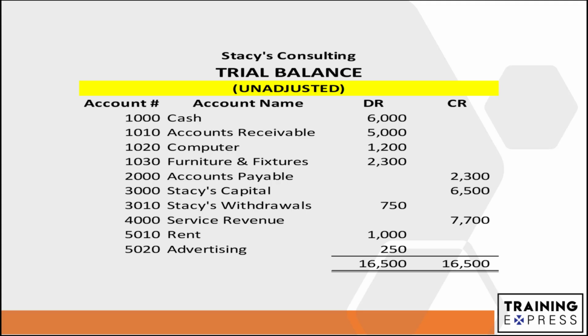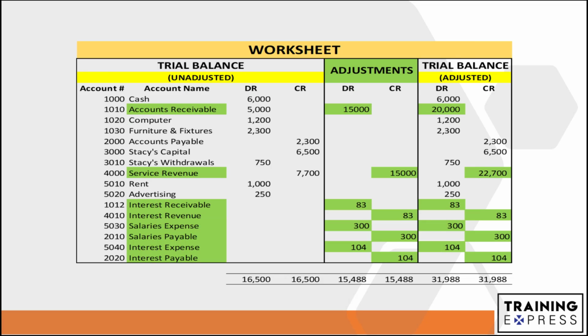Now let's look at our original trial balance from the previous session. We have called this trial balance as unadjusted. The reason is that in this trial balance we have not shown any adjustments so far. And you can see we just copied it from the previous session. Now this is the time to prepare our worksheet.